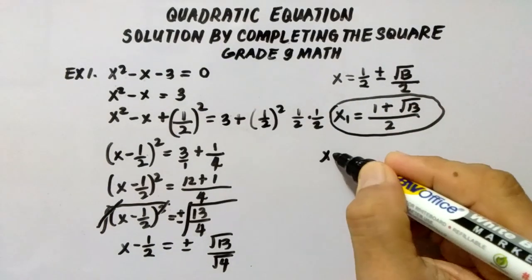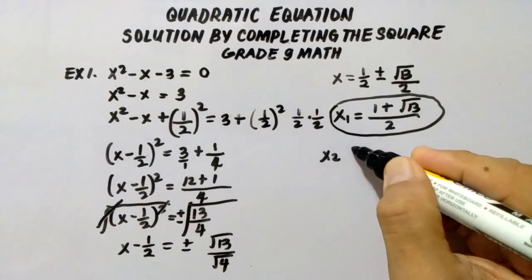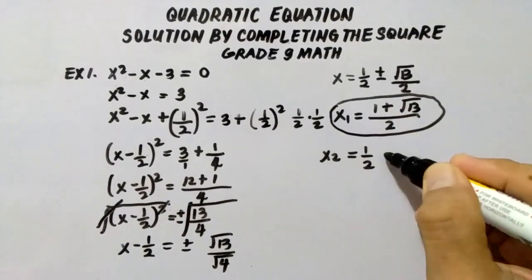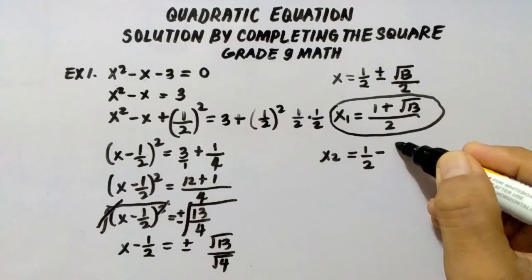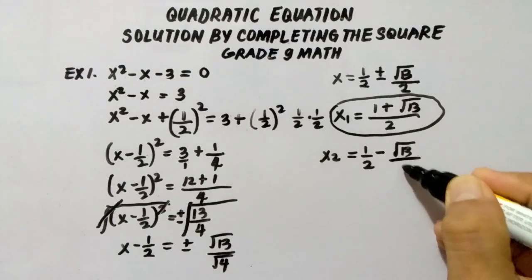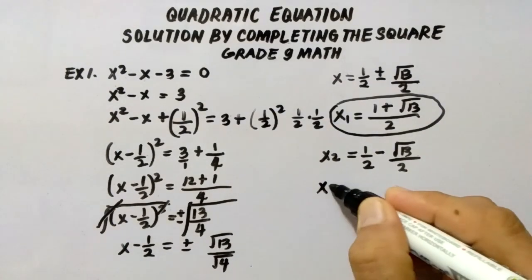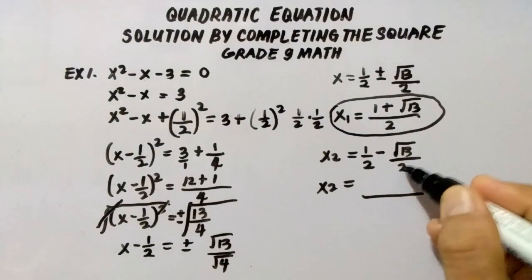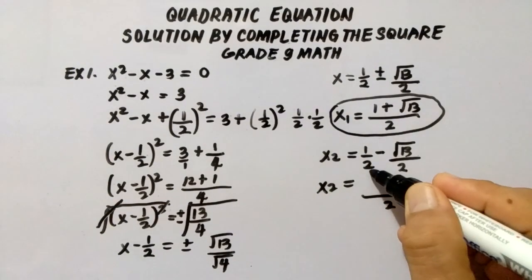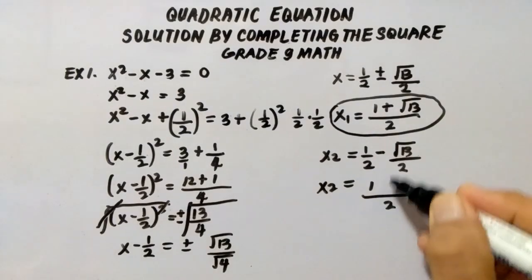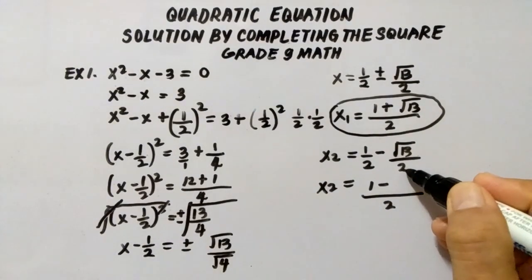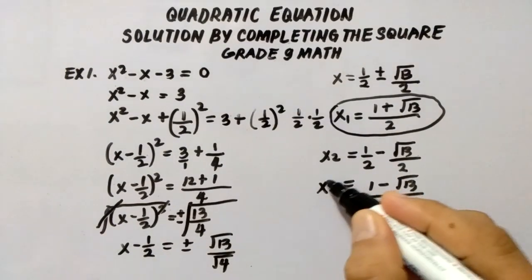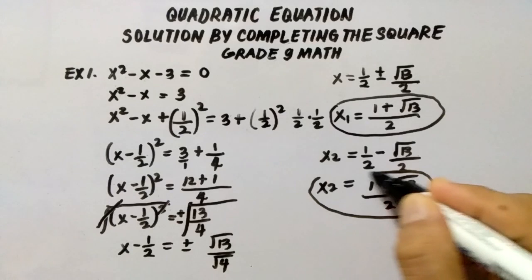Then, x of 2. Okay, so i-copy po natin ito. Equals 1/2. Then, copy the negative sign naman po. Then, square root of 13 over 2. Okay, so x of 2 is equal to, okay, so kunin po natin least common denominator, yung 2. So, 2 divided by 2 is 1 times 1 is 1. Then copy the negative sign. Then 2 divided by 2 is 1 times square root of 13. So we have square root of 13. Okay, so ito po ang x of 2 natin.